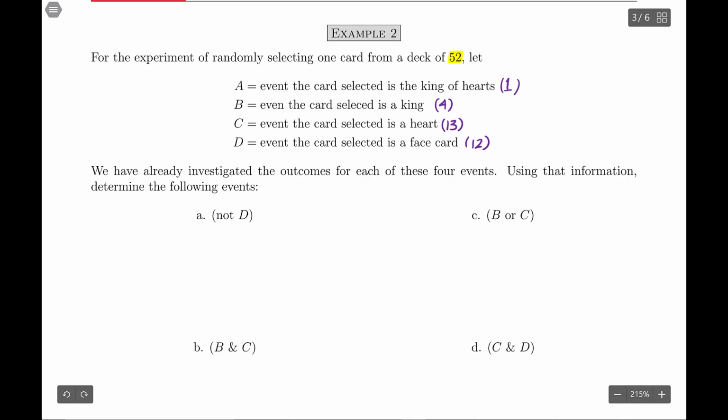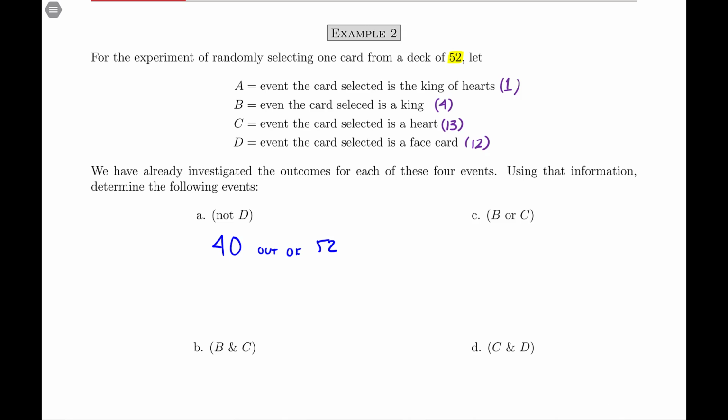That might help clarify what we're looking at here. So for part A, being not D, what is the possible outcome or probability that the card we select is not a face card? Well, if 12 cards are face cards, that means that there are 40 that are not face cards. So that's 40 out of 52.